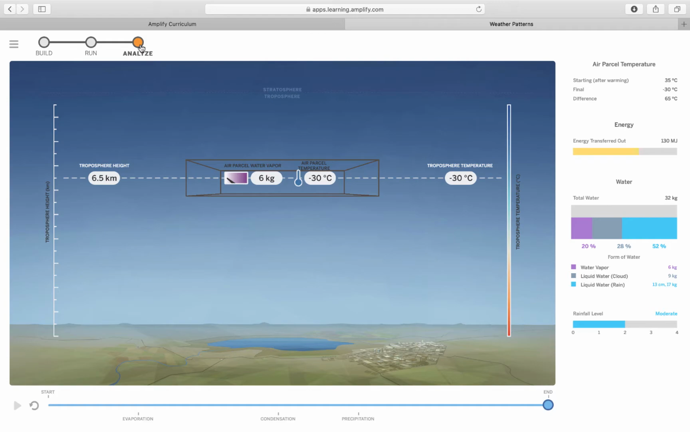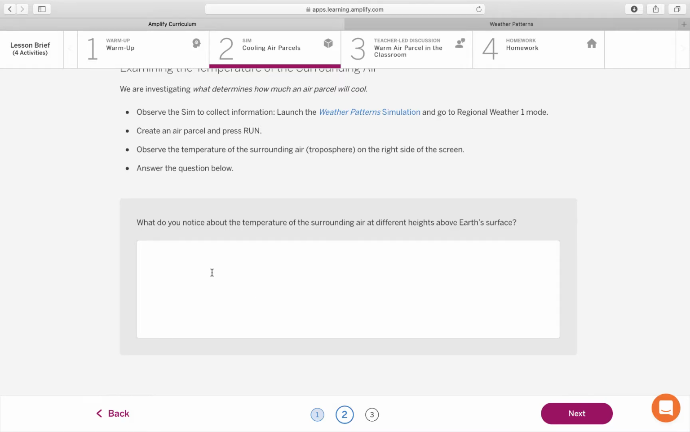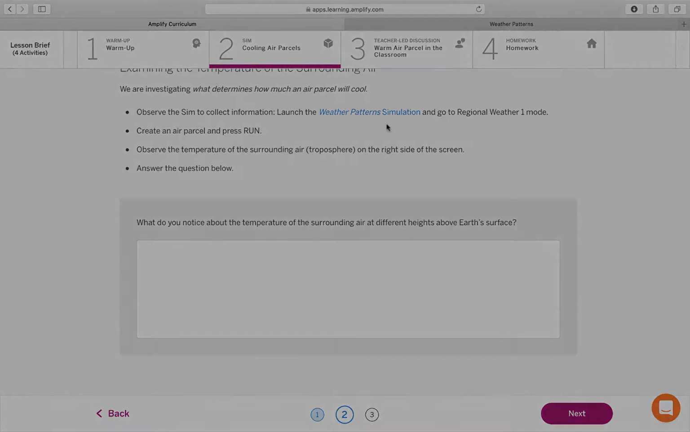Now, once I have that data, I do have a question that it wants me to answer. If I go back to tab 2, it wants us to see, what do you notice about the temperature of the surrounding air at different heights? So what happens to the air temperature as you go up into the troposphere? So go ahead and answer that question and jump back into the video when you're finished with that.